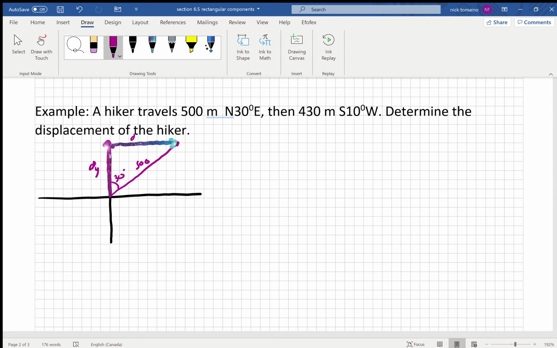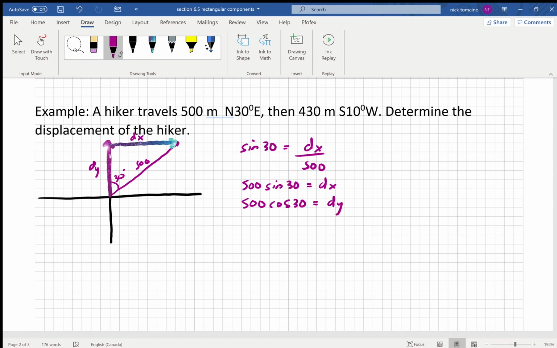displacement y, displacement x. Okay, so starting off here, we are going to have sine 30 is opposite, so distance x over 500, and we're going to multiply. We're actually just going to leave it like this for now. 500 sine 30 is equal to distance x, and similarly 500 times cos 30 is equal to distance y.